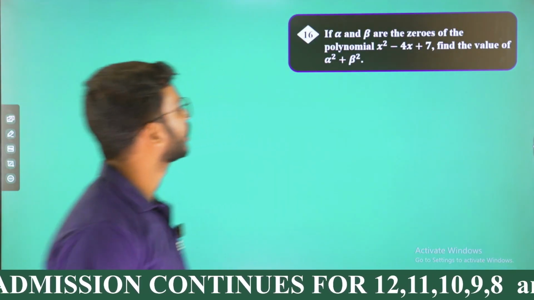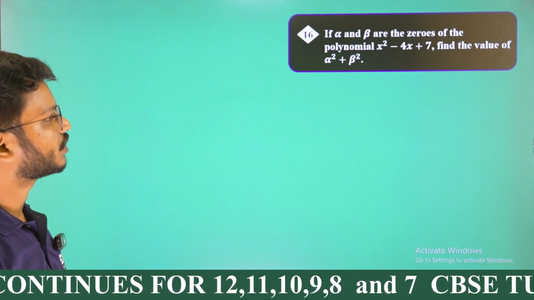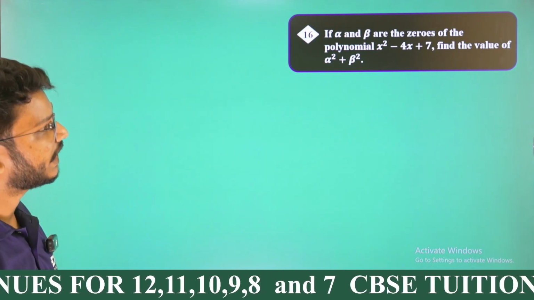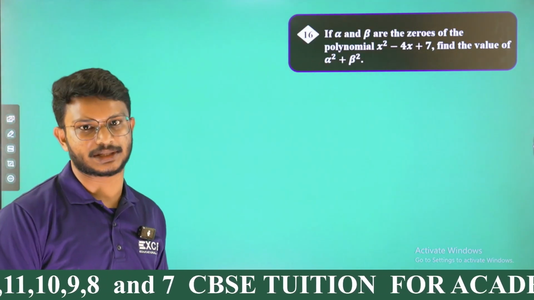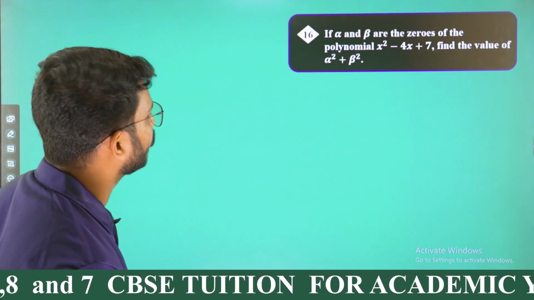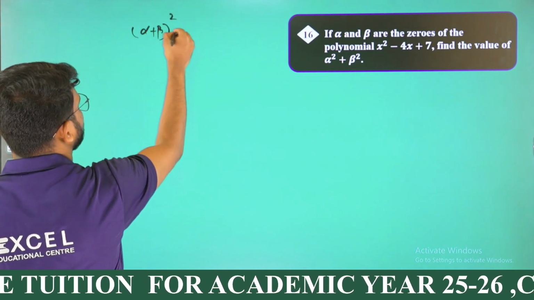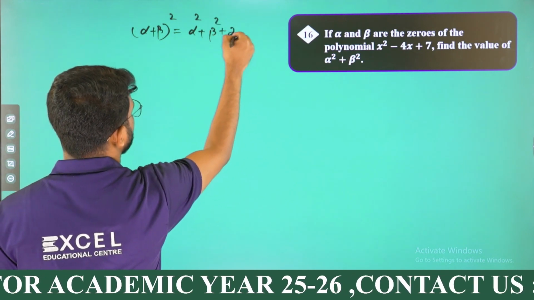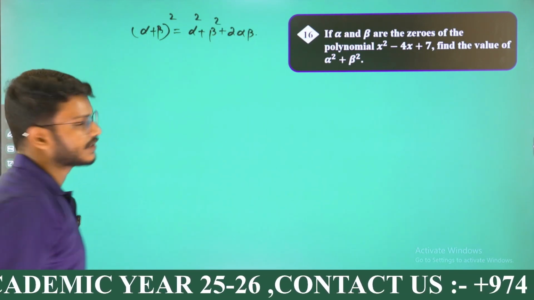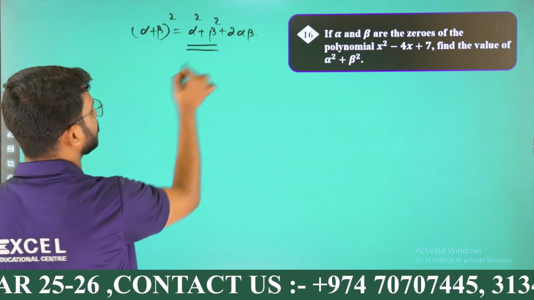Next question. If alpha and beta are the zeros of the polynomial x square minus 4x plus 7, find the values of alpha square plus beta square. We have to find alpha square plus beta square. Anyway, all of you please listen. What is alpha plus beta the whole square? Which is equal to alpha square plus beta square plus 2 alpha beta, right? Which is in the form of a plus b the whole square. Yes. Here we have to find alpha square plus beta square.